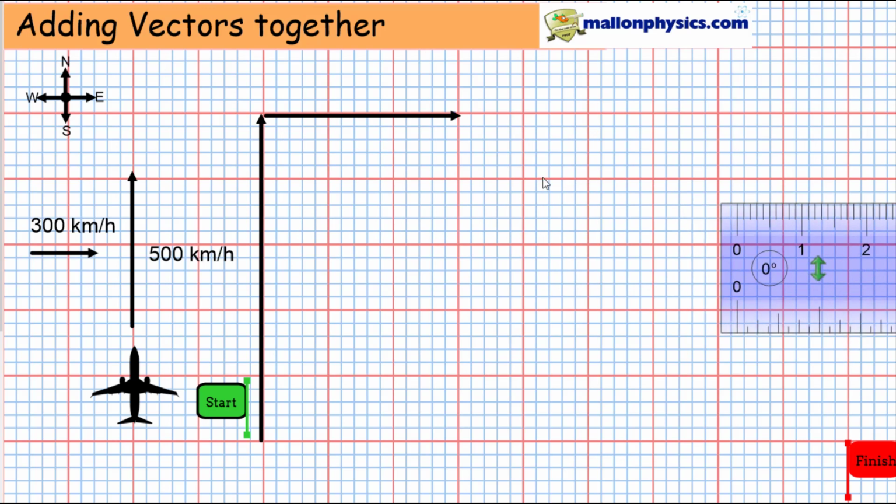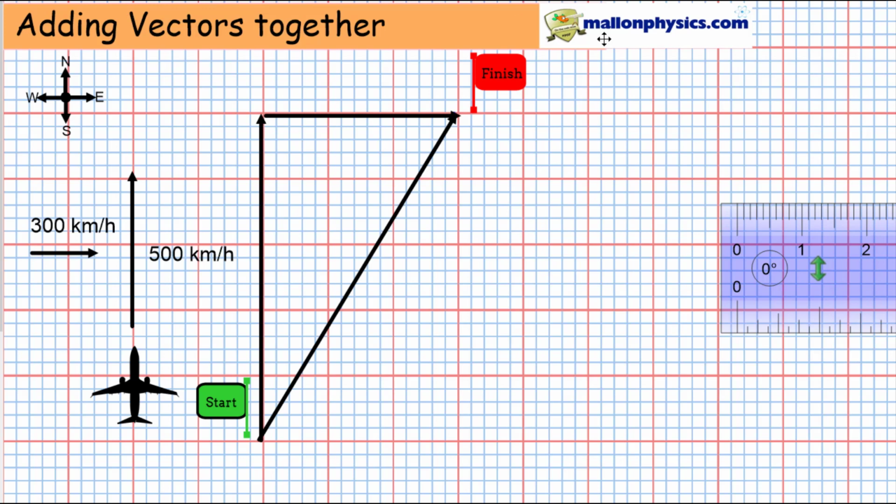Why is it in the right position? Because the nose of the velocity vector of the aircraft is touching the tail of the velocity vector of the wind. They're adding correctly. And that will be my finishing point for my diagram. The resultant vector is always drawn from the start to the finish. It always points from the start to the finish. So here is my resultant vector of the velocity of the aircraft relative to the ground.